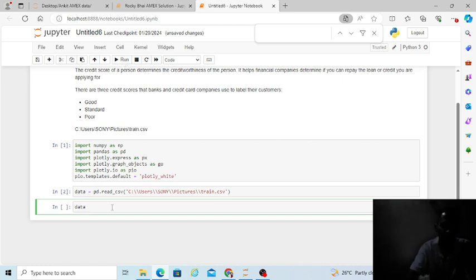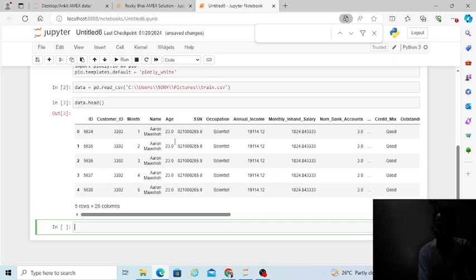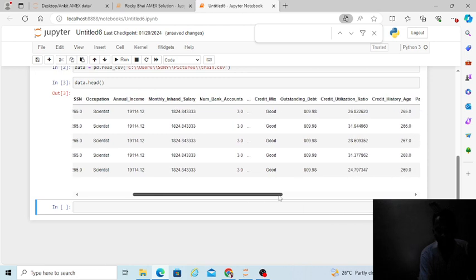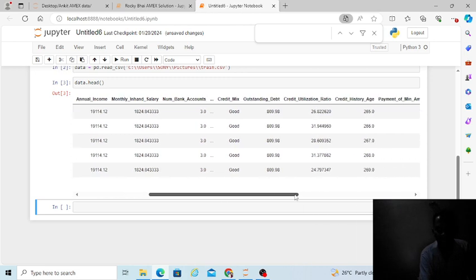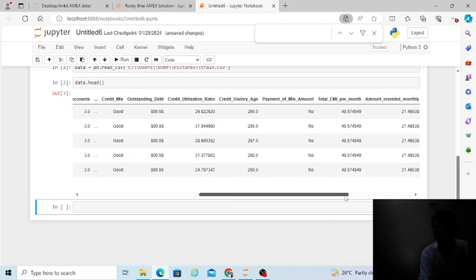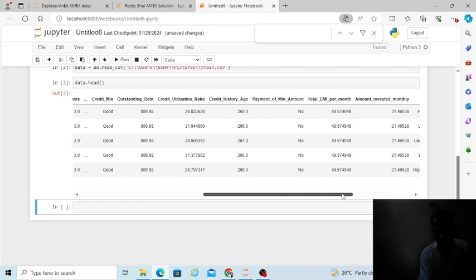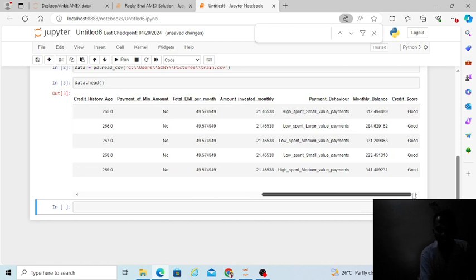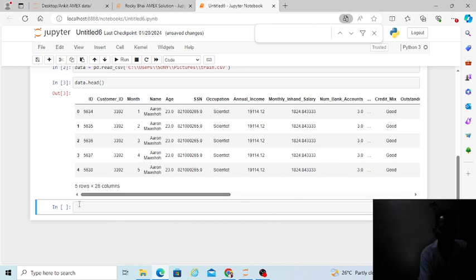Now we will check the first 5 rows of the data to study it. The data has an ID column, customer ID, month, name, age, SSN, occupation, annual income, monthly in-hand salary, number of bank accounts, credit mix, outstanding debt, credit utilization ratio, credit history age, payment of minimum amount, total EMI per month, amount invested, payment behavior, and lastly the credit score.